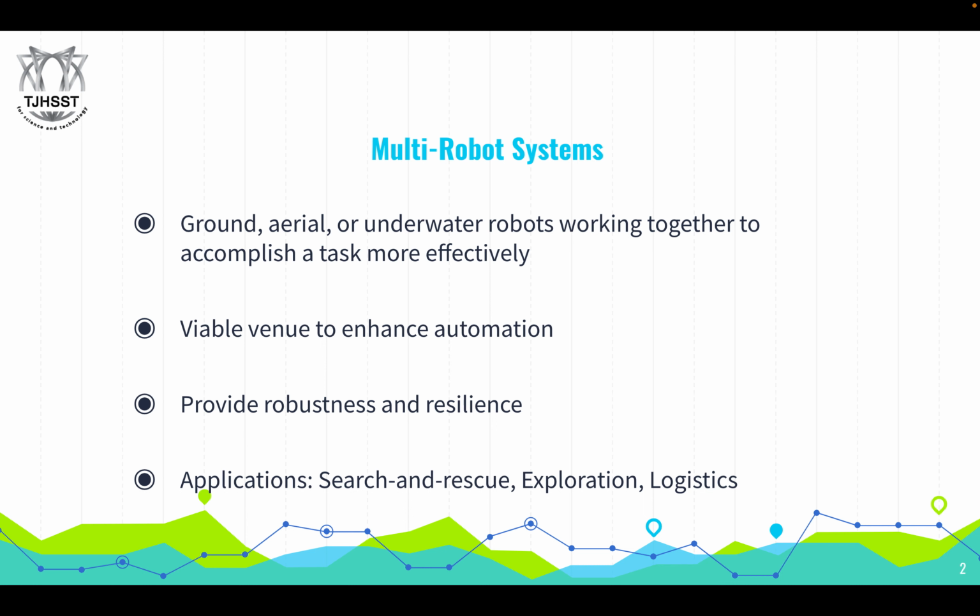So multi-robot systems are preferred in various scenarios over singular agent robots, specifically because they can take a more complicated task and split it up into subtasks and tackle these subtasks individually. And together they can work to provide a viable venue to enhance automation. And this allows these robots to provide robustness and resilience to the more complicated problems that we deal with today. They have many applications such as search and rescue, exploration, and logistics.